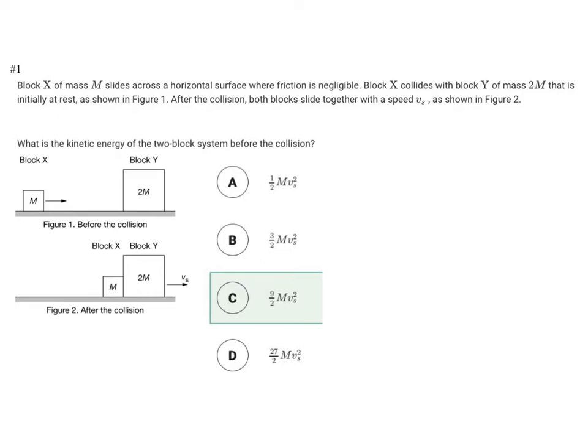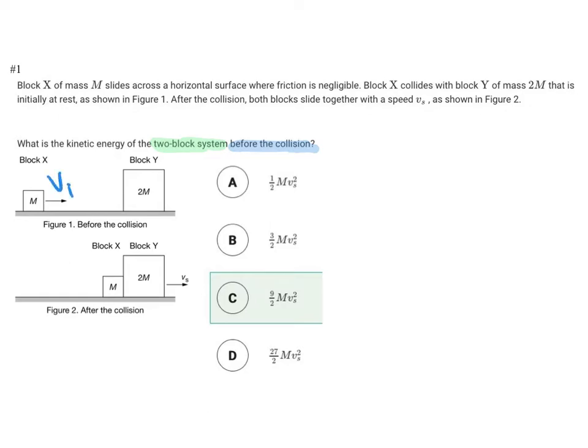Block X collides with block Y of mass 2M that is initially at rest, as shown in the figure. After the collision, both blocks slide together with speed Vs, as shown in figure 2. What is the kinetic energy of the two-block system before the collision? Well, that's a problem because we don't have energy before. We don't have anything about before.